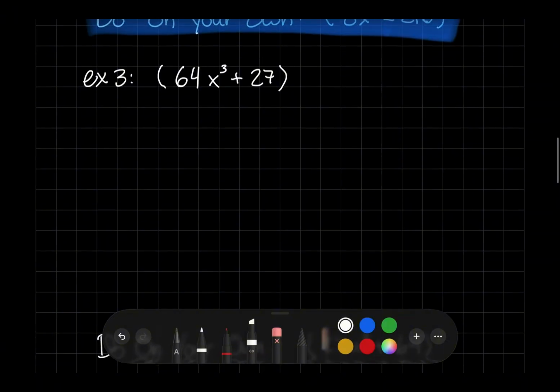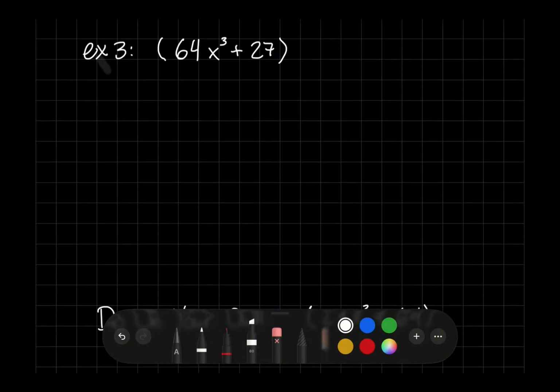All right, moving on to example 3. Example 3. 64x to the power of 3 or x cubed plus 27. What kind of sign am I dealing with? Is this a difference or a sum? It is addition, so it is a sum.